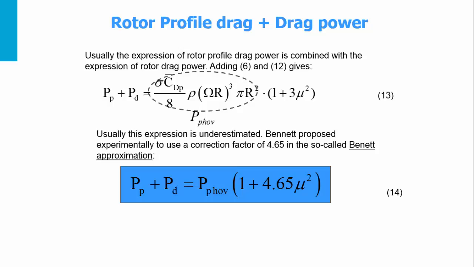Bennett proposed experimentally a correction using a factor 4.65 in place of 3. So we have the Bennett approximation, which gives us the power which comes from the profile drag and the drag of the blades, which is the profile power in hover multiplied by 1 plus 4.65 times the square of the advance ratio.